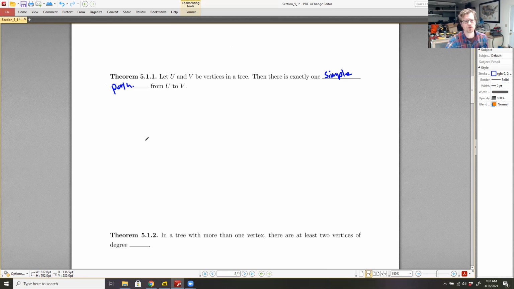Well, we can take a look at a quick demonstration. If we have vertices U and V, which are in some tree somewhere, it's connected, so there has to be a path, and every path contains a simple path. So because the graph is connected, we know that such a path exists. Let's say it looks something like this. U goes over to V. This is our simple path.